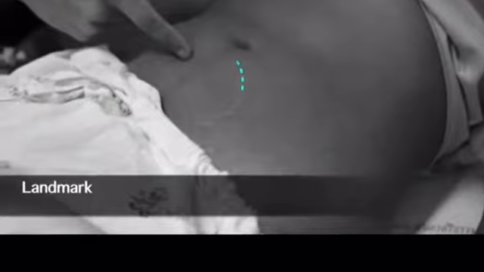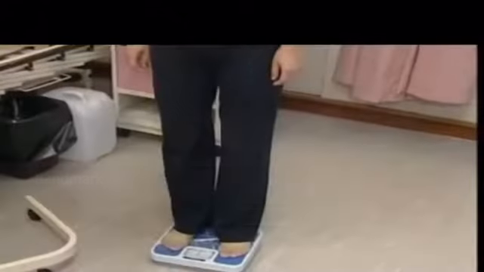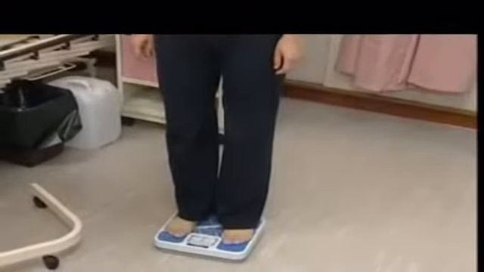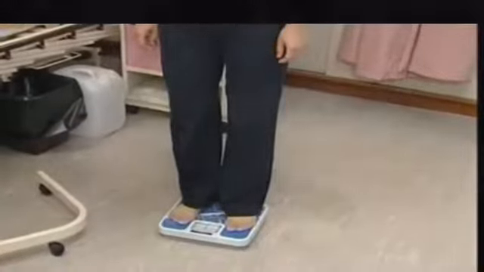Mark the exit site with indelible ink with the patient sitting. Take the baseline weight and vital signs. Administer preoperative sedative or narcotic as ordered.